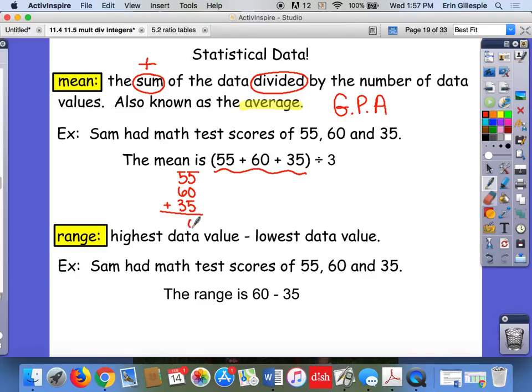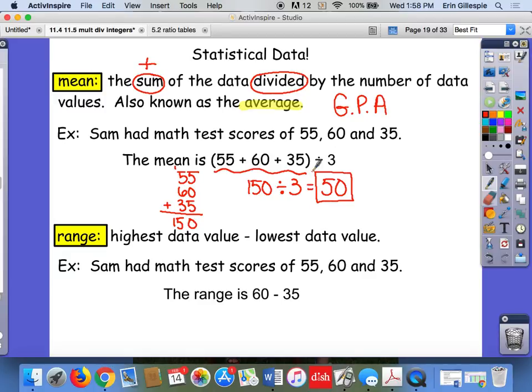So 5 plus 0 plus 5 would be 10. 1 plus 5 is 6, plus 6 is 12, plus 3 is 15. So the sum of the data is 150, and then you need to divide by 3. Well, 150 divided by 3, think of like 15 divided by 3. And then add that 0 on the end, your answer would be 50. So Sam's average score on the tests is a 50.